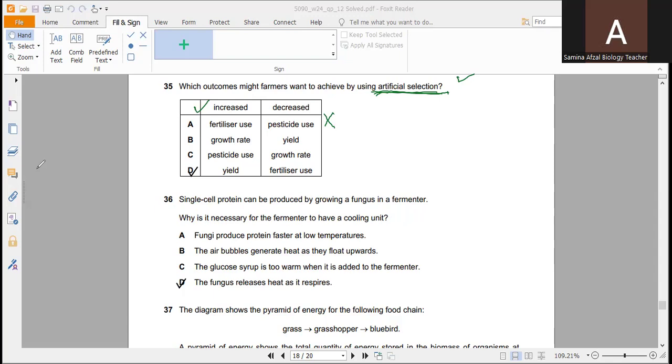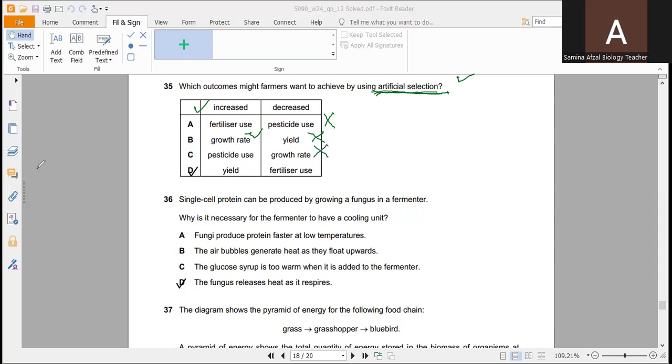You want to get the growth rate increase. If growth rate is increasing, then the yield will also increase. It will not decrease. Again, this is not a correct option. Pesticide, you are not making use of pesticide. You want to increase the growth rate by the use of pesticide resistant plants. So again, this is not the correct option.